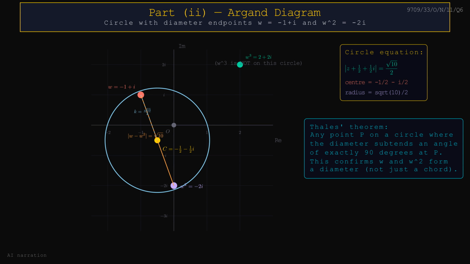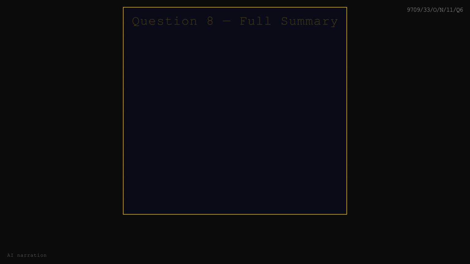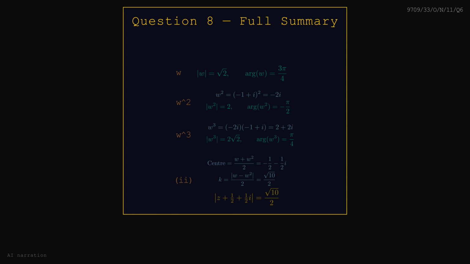-1/2, radius √10/2. Full summary for question 8: W squared, W cubed, and the circle equation from part 2. That completes question 8.